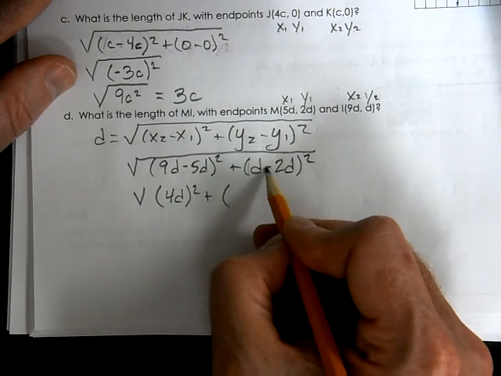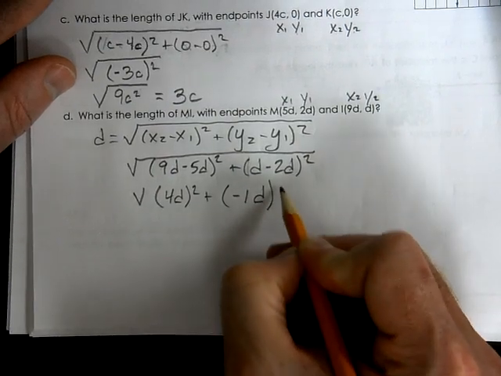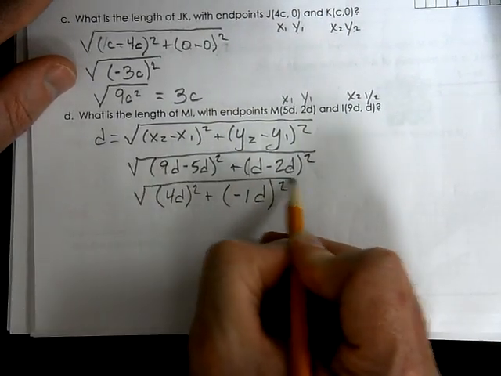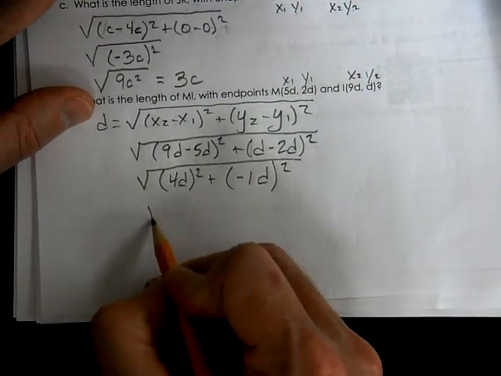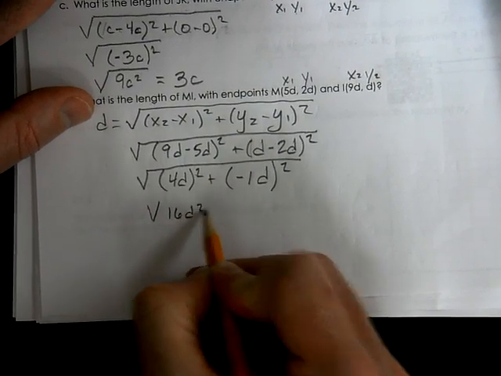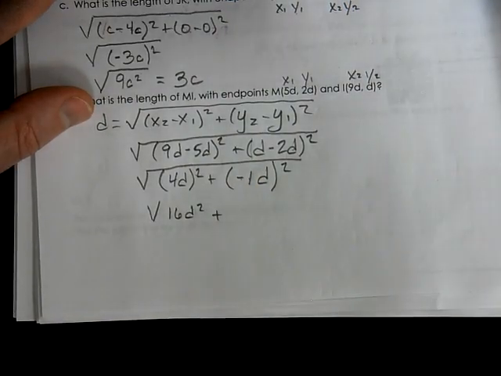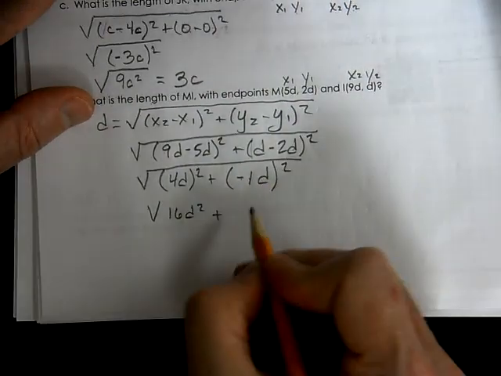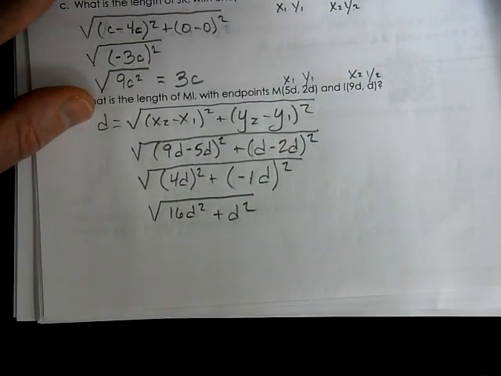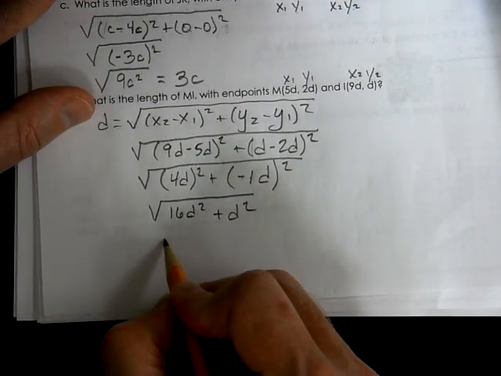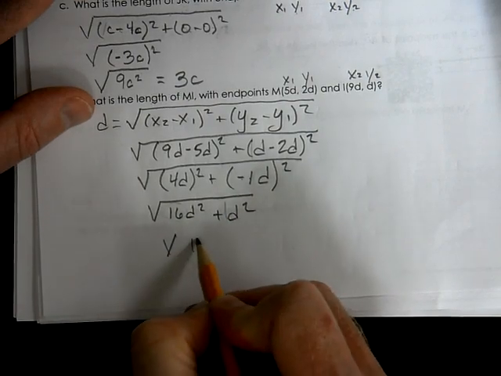One minus 2 gives us negative 1. D. Now we're going to square the 4 and square the D. Square the negative 1, so it's positive 1 total, and square the D. So now we have like terms. These like terms can be added. You take the 16 and the 1 and add that together.